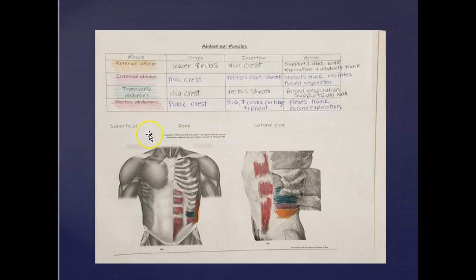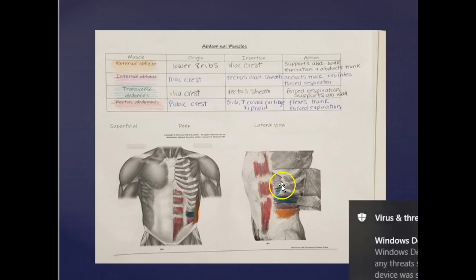Again, paying attention here, this is superficial side right here. This is a deep view. This is showing you a side view. So this particular person would be standing, looking towards the left, so we're looking at their left side here.